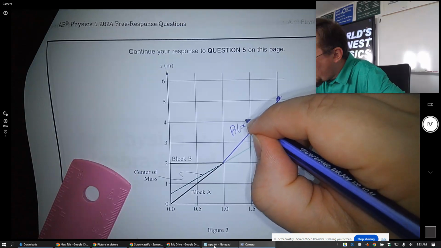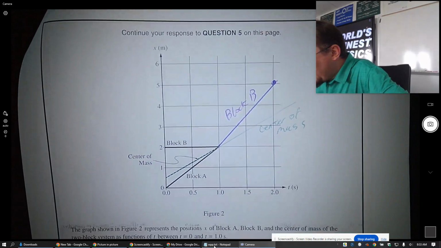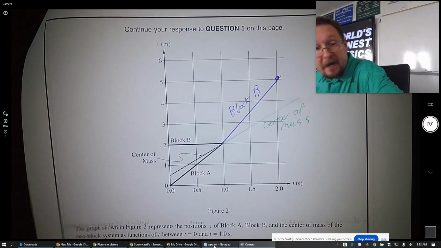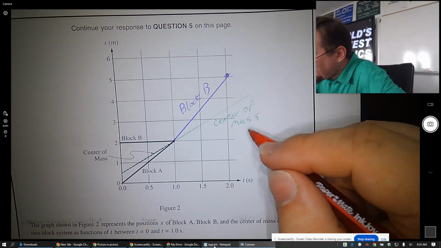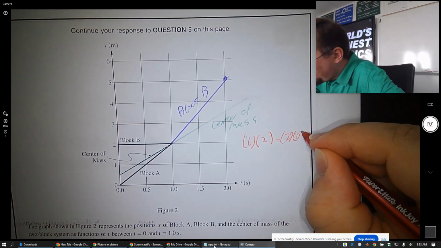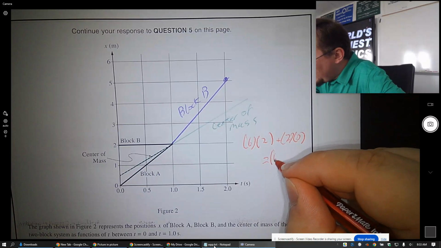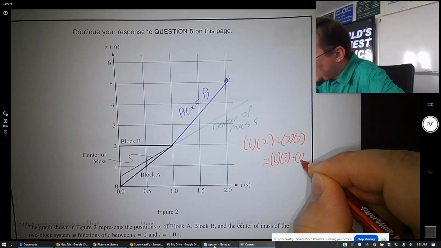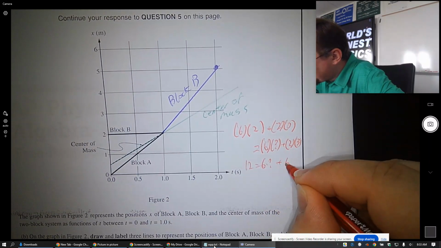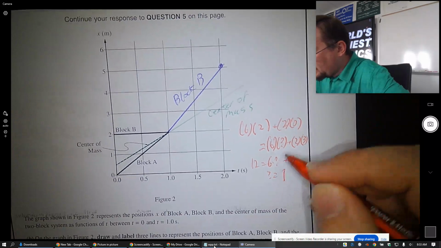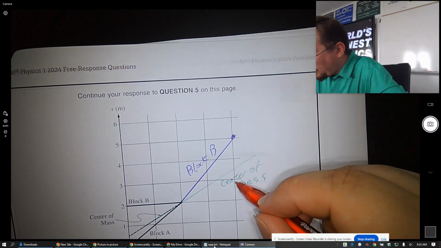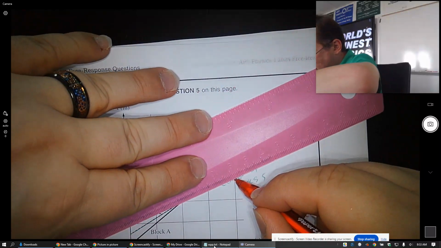This is block B. And then block A was moving at 2 meters per second. So now I'm going to do a conservation of momentum really quick. mv plus mv equals mv plus mv. So we basically get 12 equals 6 times question mark plus 6. So the question mark has to be 1. Yeah, okay, that checks out. So there we go.